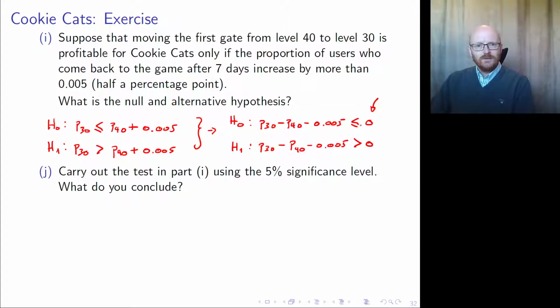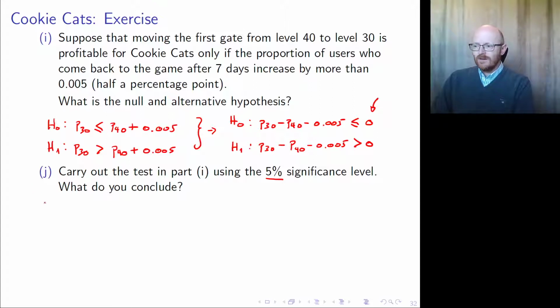So that's why we would like to have 0 on the side of this hypothesis test. Okay, that it just enables us to use ordinary statistical tables or formulas. Okay, so that would be the null hypothesis and alternative hypothesis, and if we carry out the test in part I using the 5% significance level, what do you conclude?